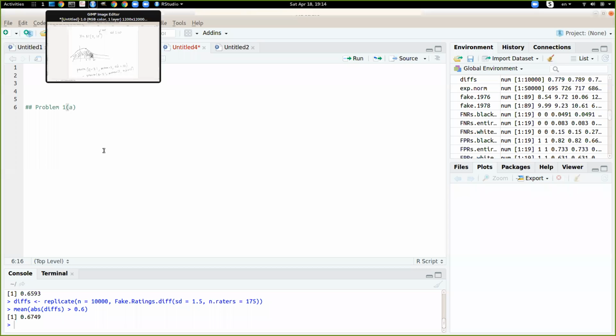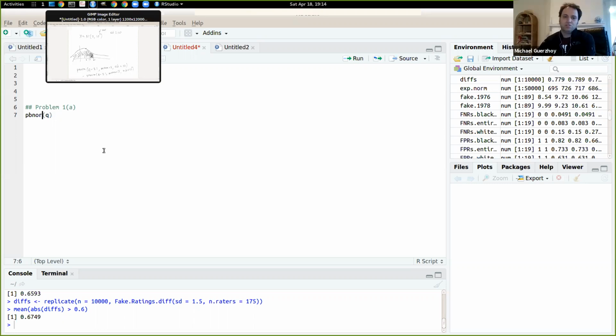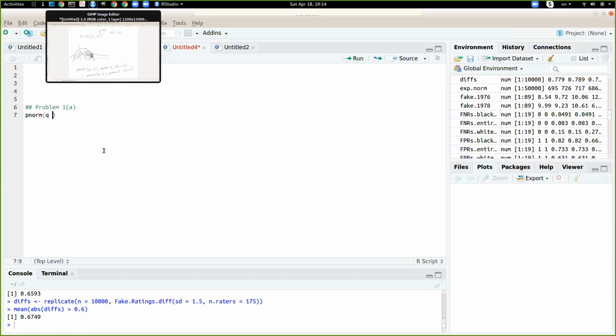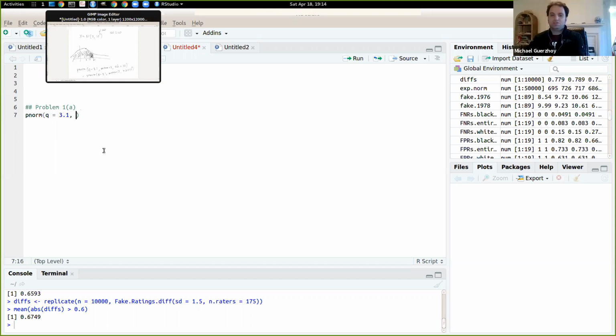For this problem, is it 3.1 inclusive or exclusive? Well, that's a good question. Because it's a continuous distribution, the probability that it's actually going to be exactly 3.1 is 0, so it doesn't matter. It's the same. For discrete distributions, when you say pnorm q equals, then that's inclusive of 3.1. But here it doesn't matter.